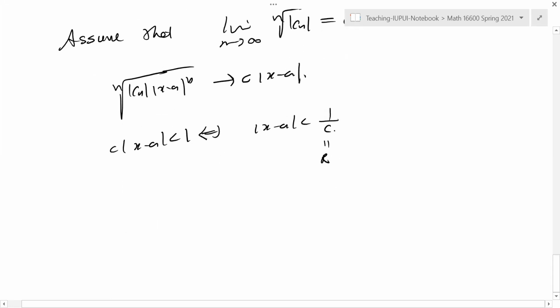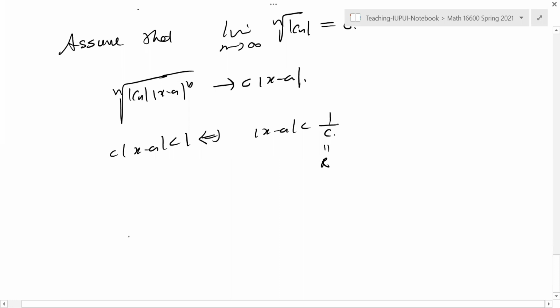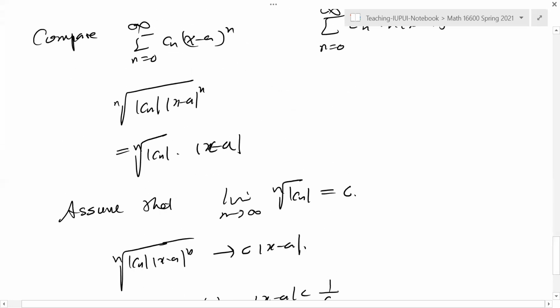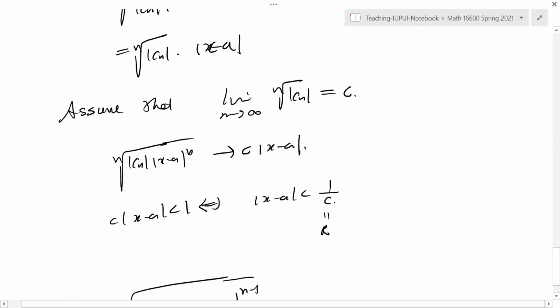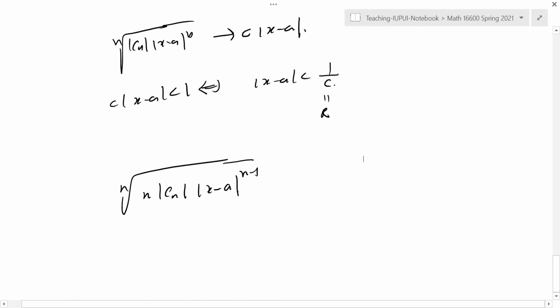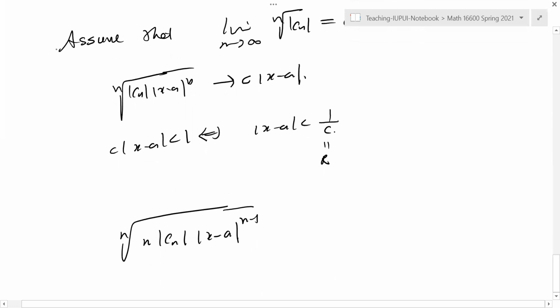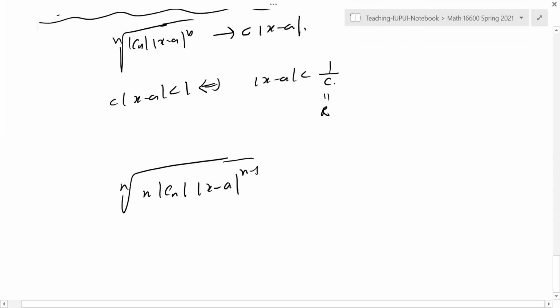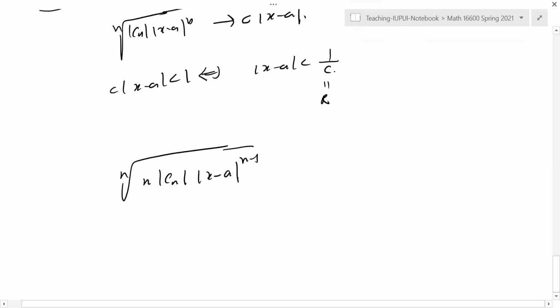But in that case, if you look at the series on the right-hand side, this is n Cn x to the n minus 1. So I'm talking about this one on the right-hand side. I want to show you they have the same radius of convergence. So I want to see what that limit is, under this assumption. Otherwise, the argument is pretty complicated. So this is going to be the nth root of n, then the nth root of Cn, then |x minus a| to the power 1 over n.